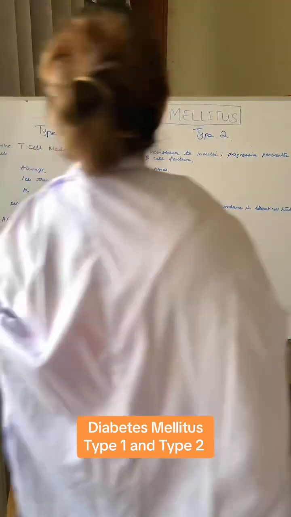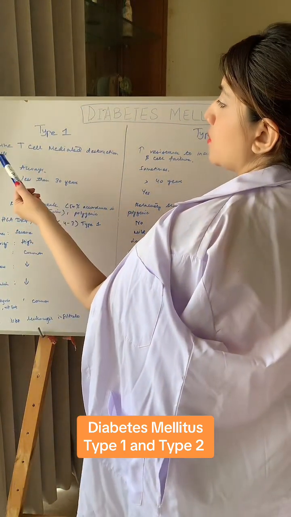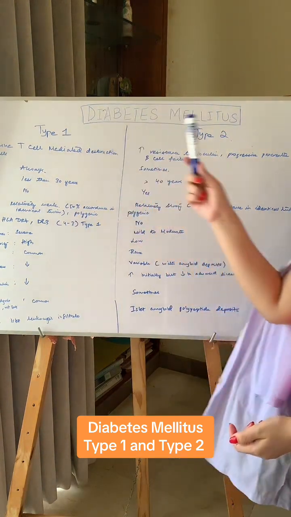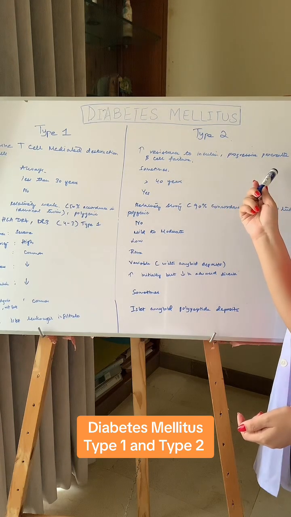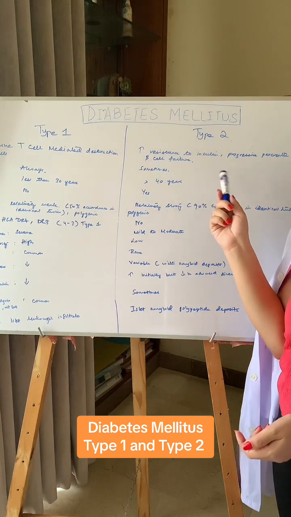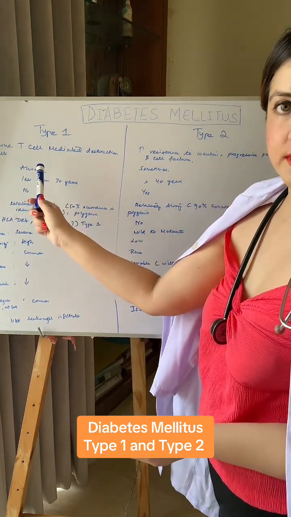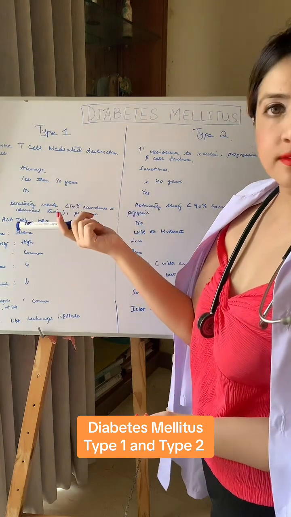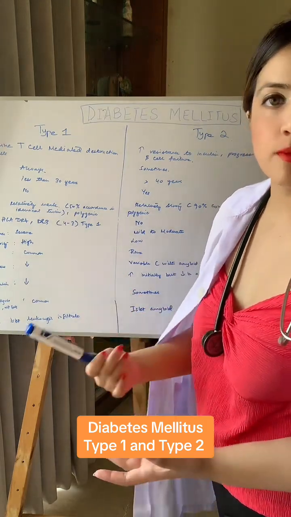Alright, so the difference between type 1 and type 2 diabetes mellitus is simple. Type 1 has autoimmune T-cell mediated destruction of beta cells of the pancreas, and type 2 has increased resistance to insulin and progressive pancreatic beta cell failure. Therefore, insulin is always required in type 1 diabetes because it is an autoimmune disorder, so they don't produce any insulin, so we need outside human insulin.